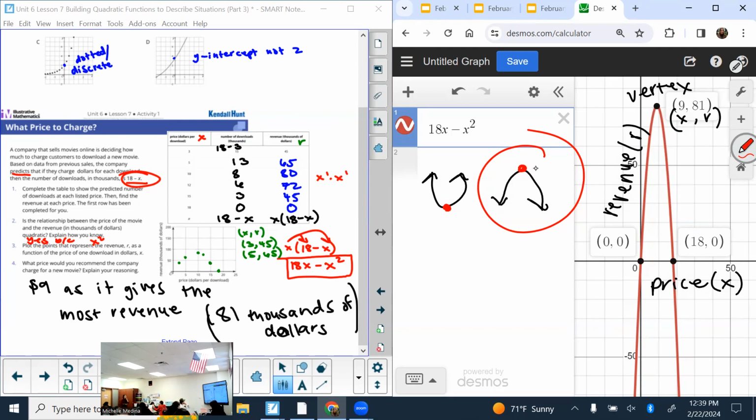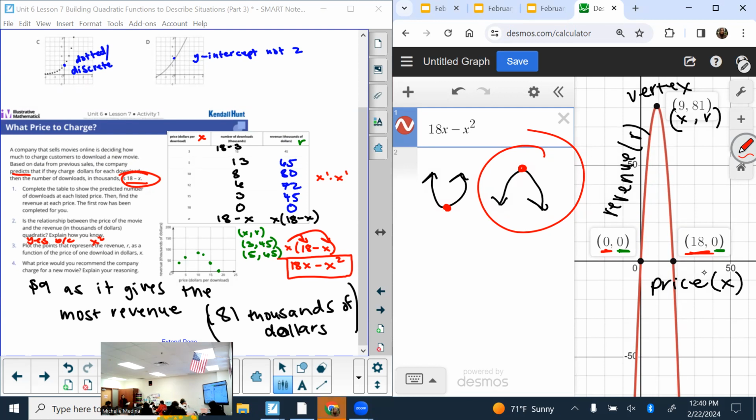If the question on the test said at what price point would they make the least revenue, it would make the least revenue when the revenue is 0. So when the price is 0, they make no money. And when the price is $18, they make no money. So there's 2 zeros, 2 x-intercepts. That's what you would interpret them as in this situation.